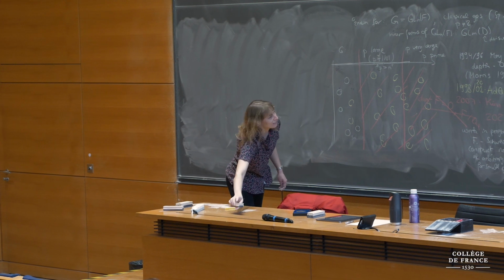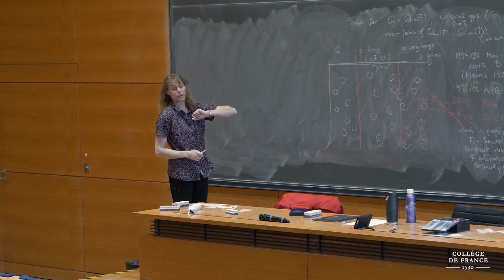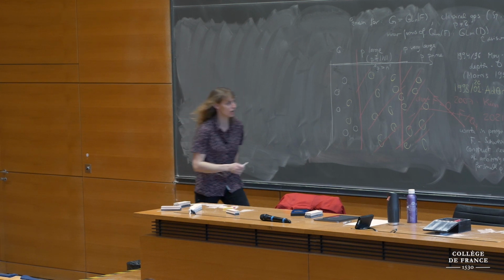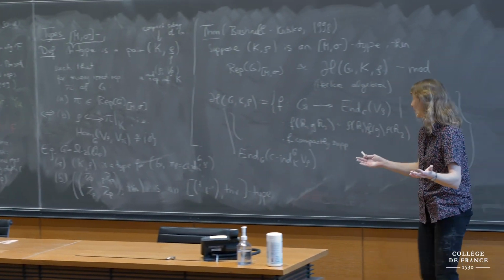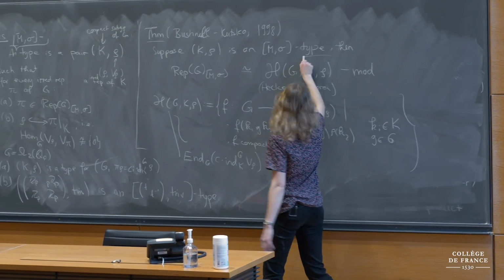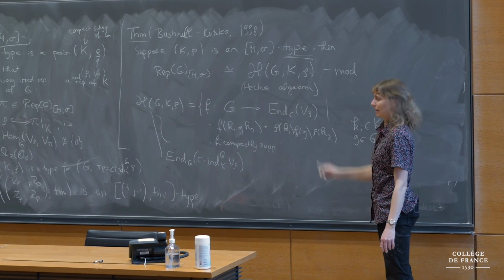I want to keep that picture. So, the theorem was now: suppose we have types, then we understand the Bernstein block subject to understanding what the Hecke algebra is. So there are two questions now that you might wonder. First of all, do we have types? If we don't have types, then this statement is useless. And then, what is the Hecke algebra?